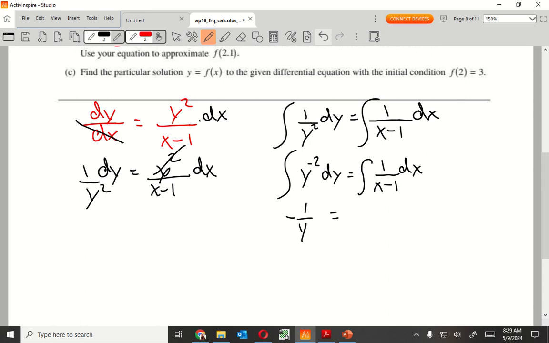Equals. Can anyone tell me what that one is right there? Yes, very good, natural log. And because this is important, that x minus 1, what must I include there? Absolute value. Very good. So the absolute value of x minus 1, and then I get my plus c. Remember, we only have 1 plus c. We technically should have one on the left and one on the right, but mathematically it's just one constant, since I added them both together.